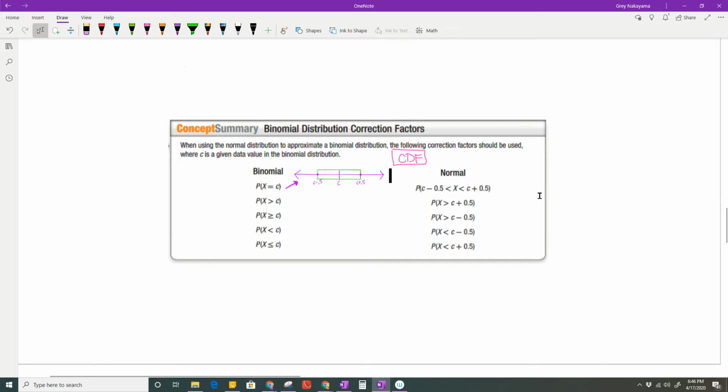Now if x is greater than c, again, if you think of c being at the middle of this box, if it's greater than, then I'm going to use the number that's c plus 0.5. If it is greater than or equal to, I'm going to go to the left of my box and use c minus 0.5. If it is less than, then I'm going to go to the left side of my box. And if it's less than or equal to, then I'm using the right side of the box. So you're going to see me draw this diagram when I do these problems.